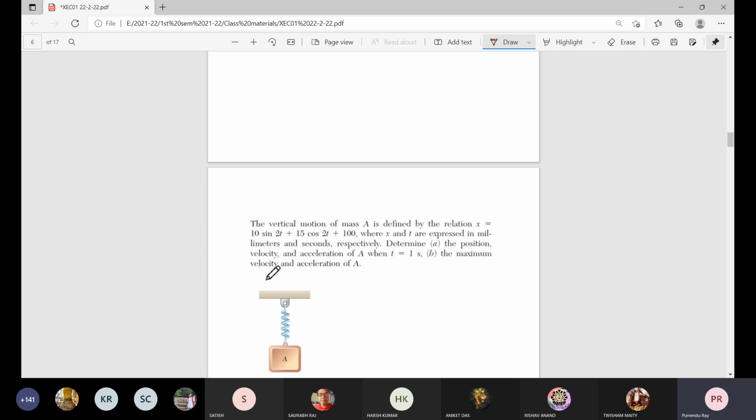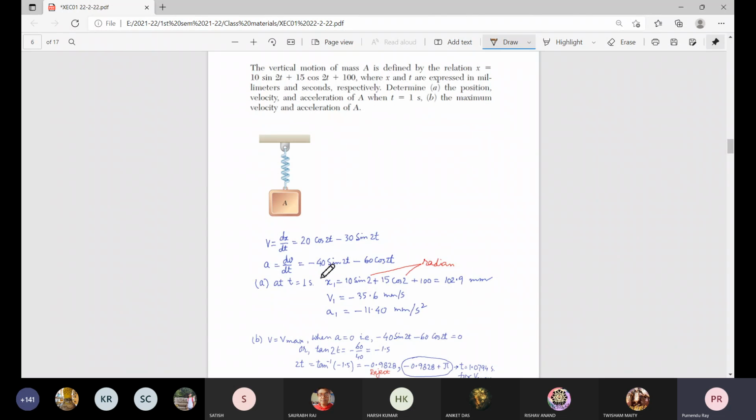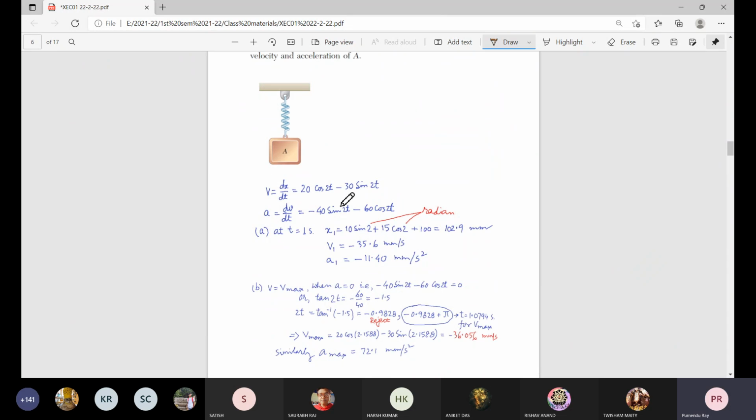Now maximum velocity, where definitely acceleration will be 0, and acceleration maximum means da/dt is equal to 0, and in that expression you put the corresponding 0 value and get the corresponding time and put it in that expression of acceleration. So these are those calculations: 20 cosine 2t, minus 2 multiplied by 15 sine 2t. The acceleration expression is here. Now these angles, sine of something, cosine of something, are definitely in radians. That you must remember.